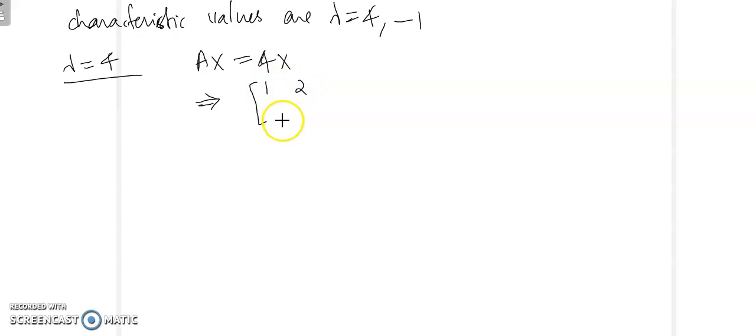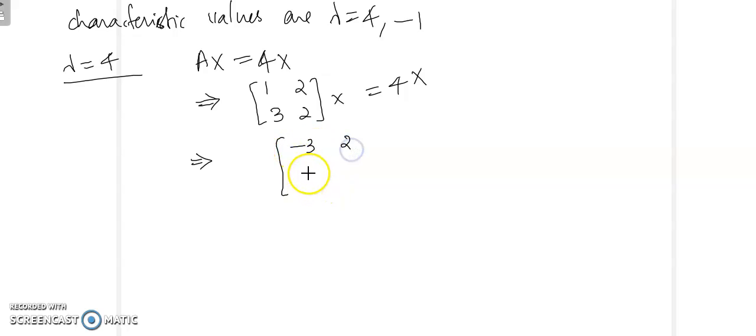So that gives [1, 2; 3, 2] x equal to 4x. Taking it to the left side, you will get 1 minus 4, and the matrix will be A minus lambda I. So that will be [minus 3, 2; 3, 2 minus 4, which is again minus 2] x equal to 0. Now let us reduce the matrix. So you have [minus 3, 2; 3, minus 2].